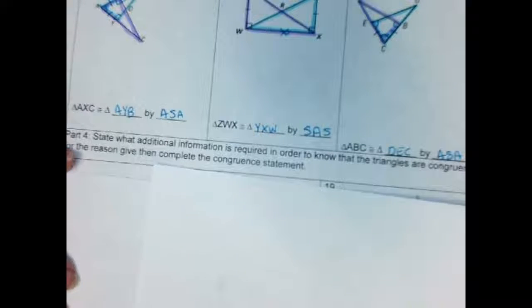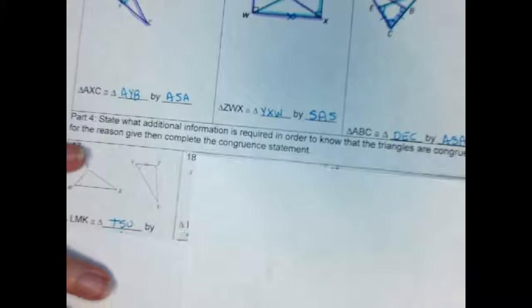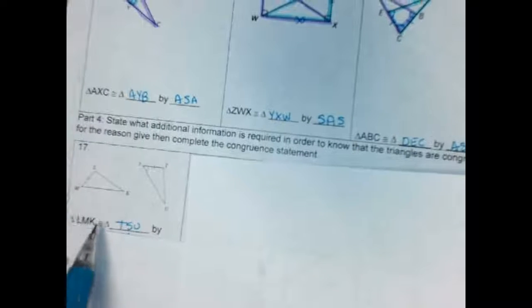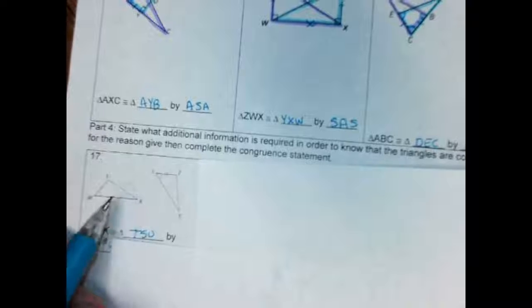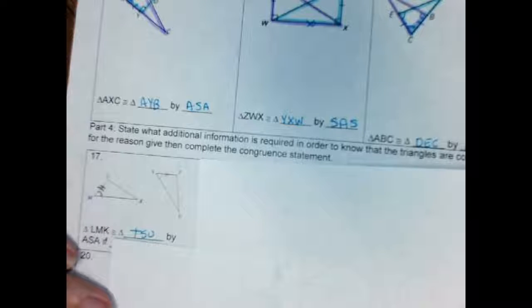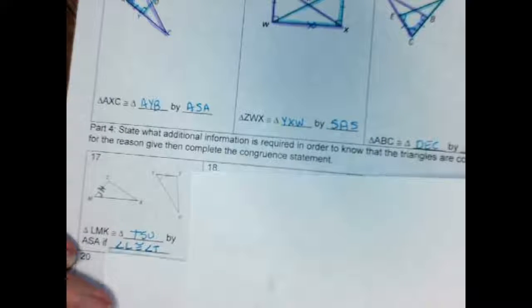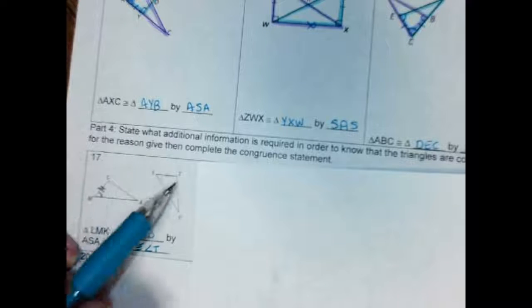So if we look at the first one, it says first write the congruent statement. That's the same thing we've been doing. And then it tells us by angle, side angle. But if you look at the pictures, it didn't give us all the information for angle, side angle. It gave us one angle and one side here. And then what it's asking is, we could do angle, side angle if we just knew one more thing. In this case, the one more thing I need to know is that angle L is congruent to angle T.